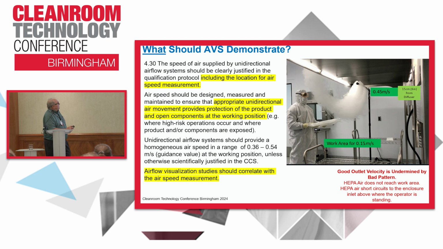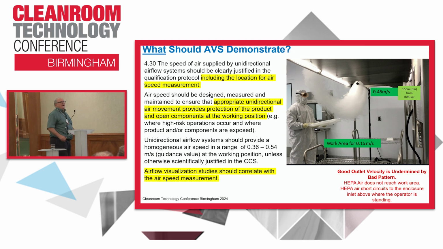Annex 1 talks about the speed of the air supply in the unidirectional airflow systems. Also, where do you place the probe? Airspeed should be designed, measured, and maintained to ensure that appropriate unidirectional air movement provides protection of the product and open components at the working position. For example, where high-risk operations occur and where product or components are exposed. Unidirectional airflow should provide a homogeneous airspeed of 0.36 to 0.54 meters per second. That's 90 feet per minute.